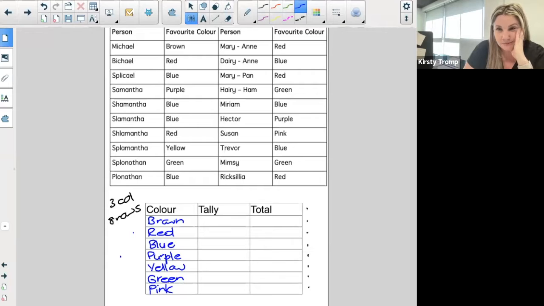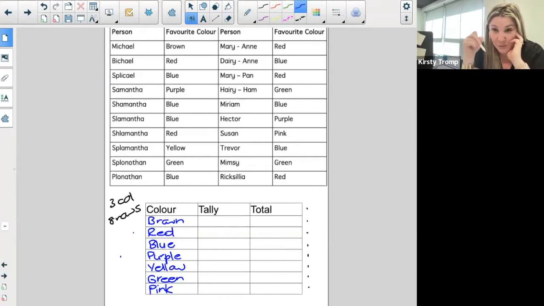Now what we're going to do is keep a tally. When we keep a tally, it means that when we see the item that we're looking for on our list, we're going to draw a number 1 or like a dash. Okay, that's what it means to keep a tally.